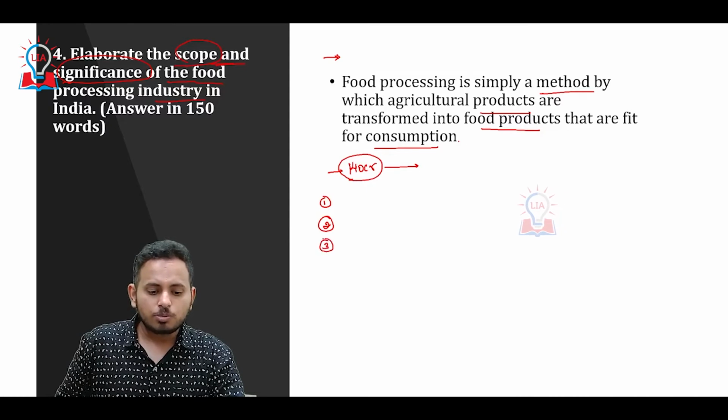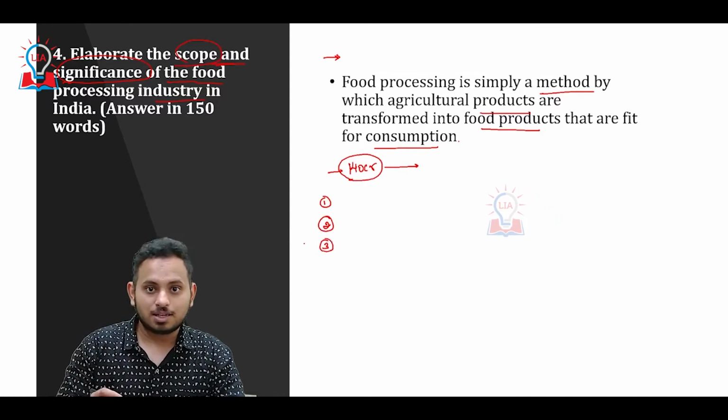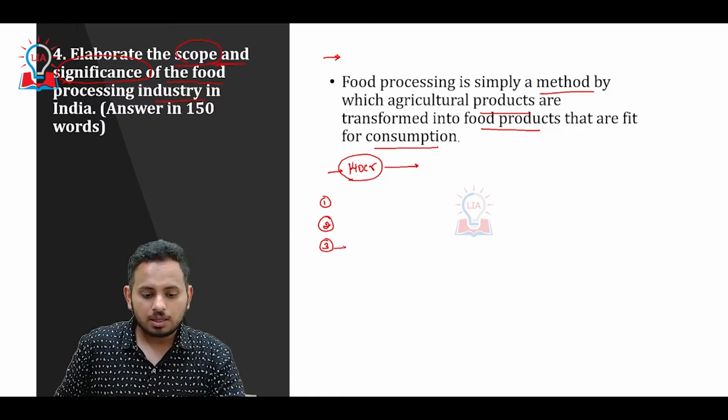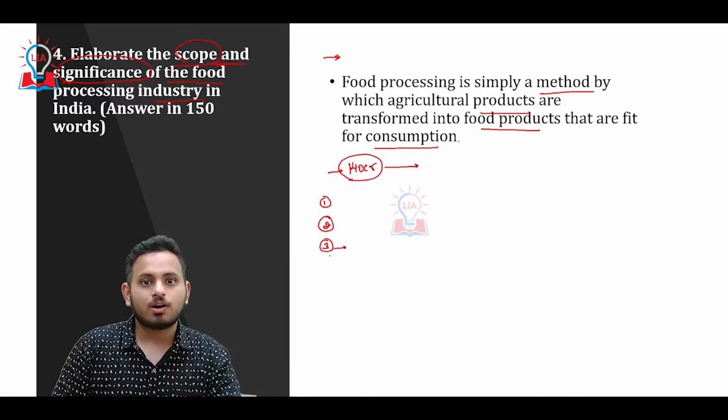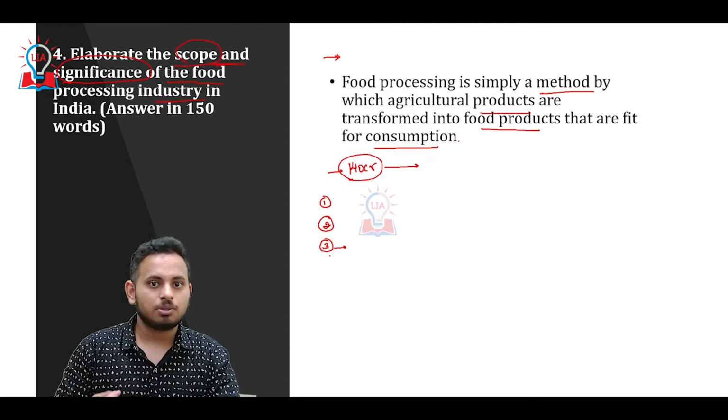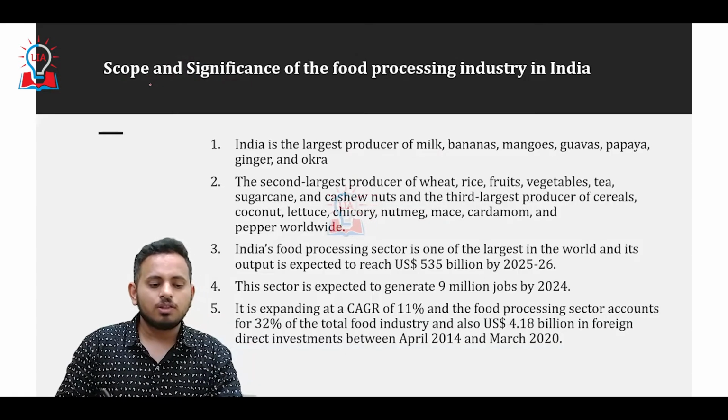Third, the food processing industry, if it is successful, will enhance the farmer's income. It will multiply the farmer's income. This will help in doubling the farmer's income. So this is the significance of the food processing industry.